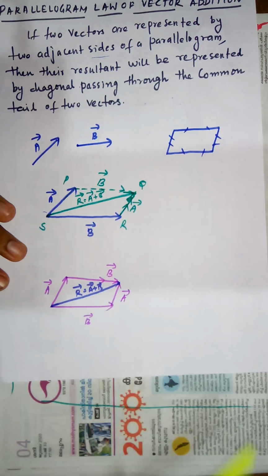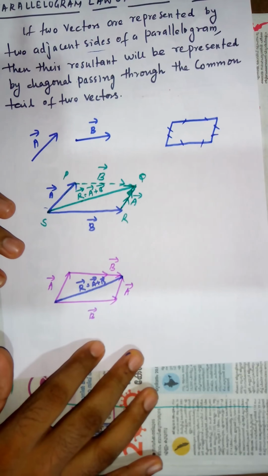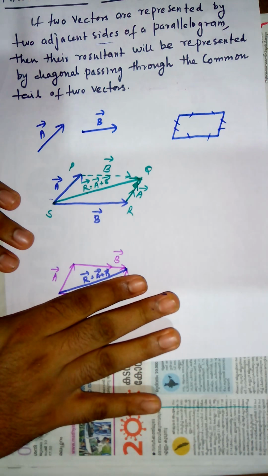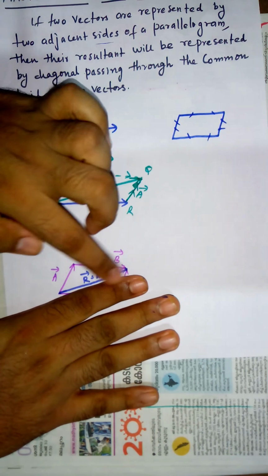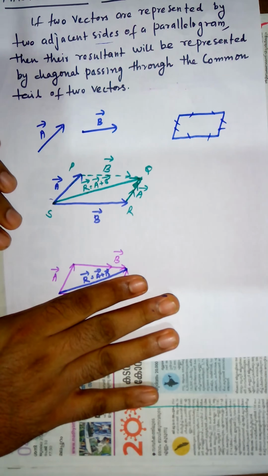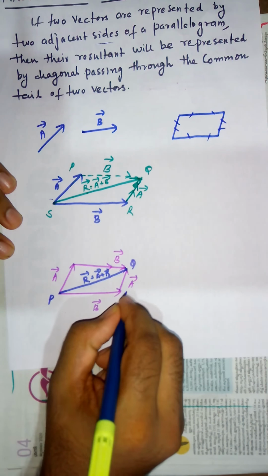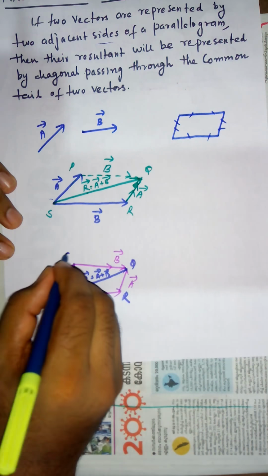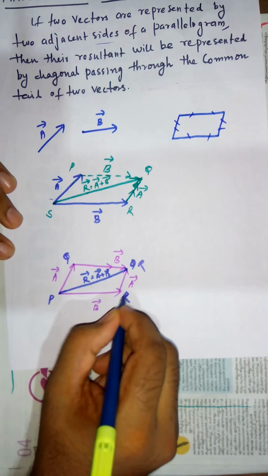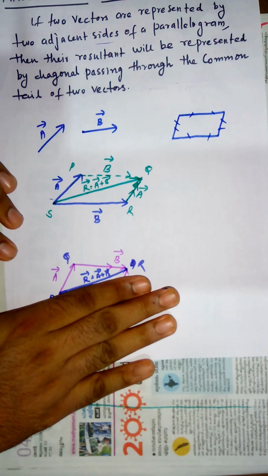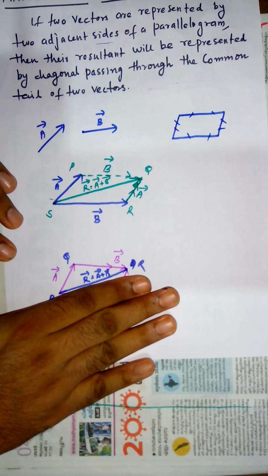Now you can compare this with the triangle law of vectors. You forget about this half of the parallelogram, okay. Now this is a triangle, right? In this triangle I can give names: this is P Q R S, okay. Now if I forget about this part of the parallelogram, PQR is another triangle.